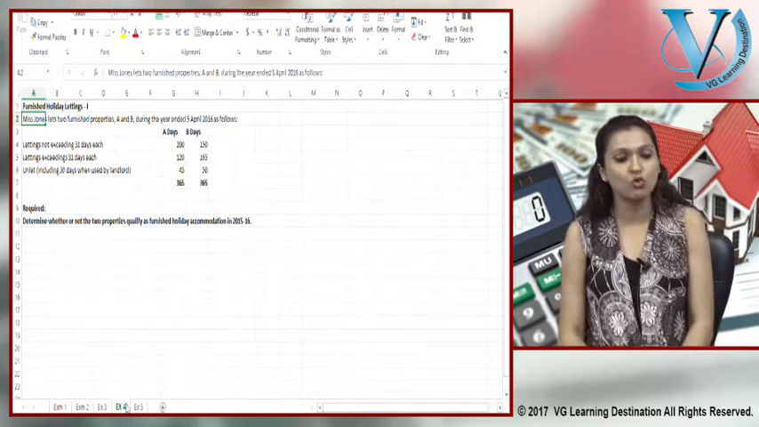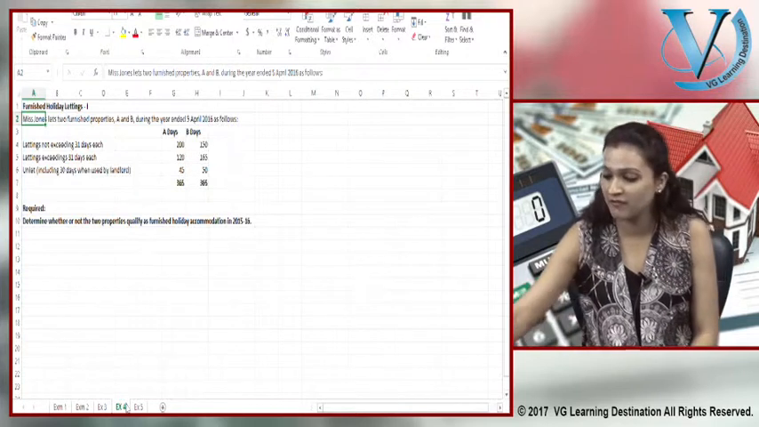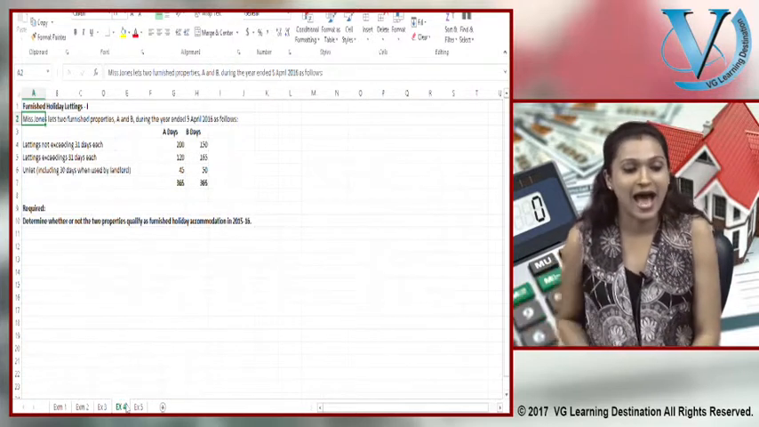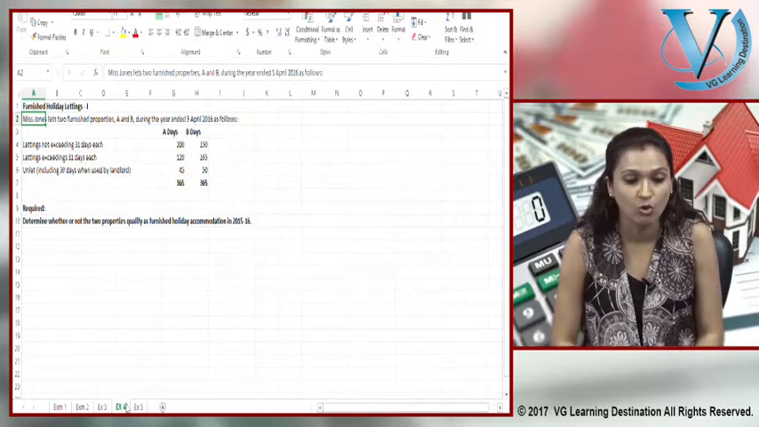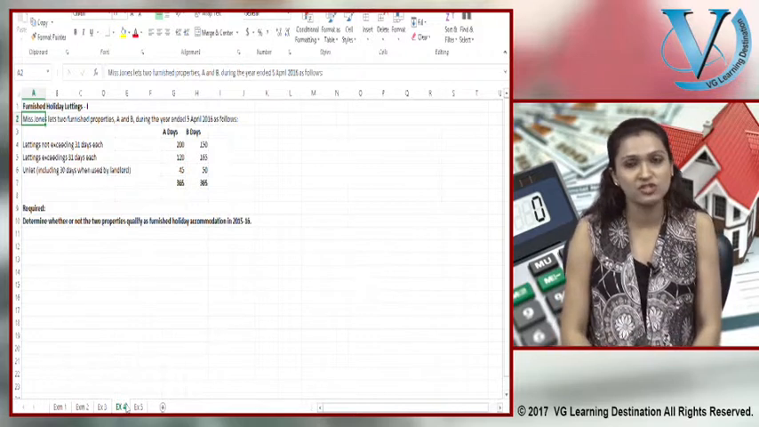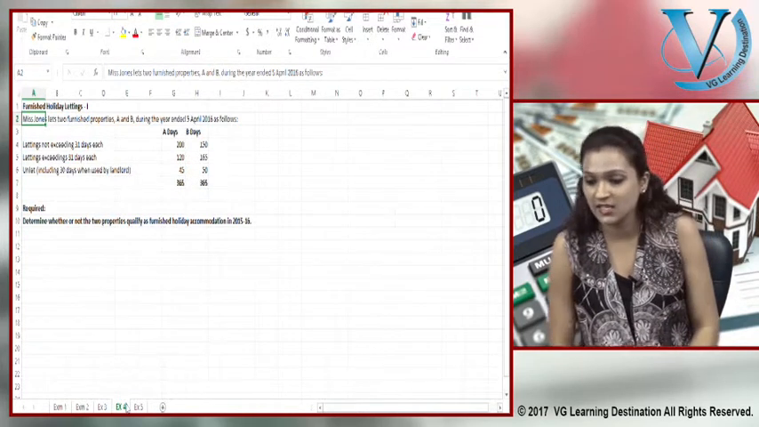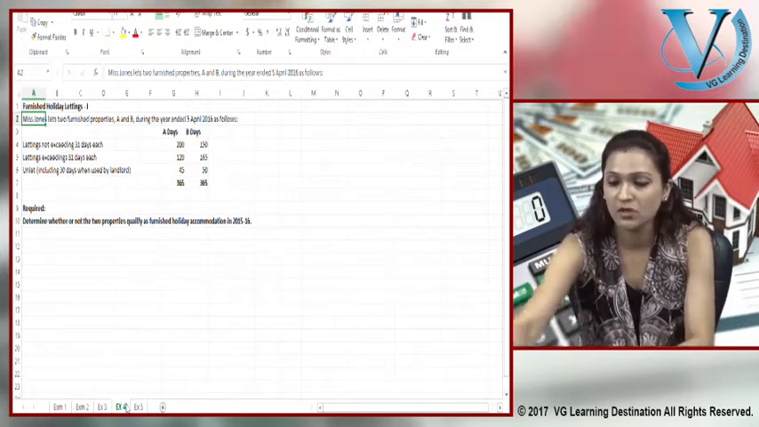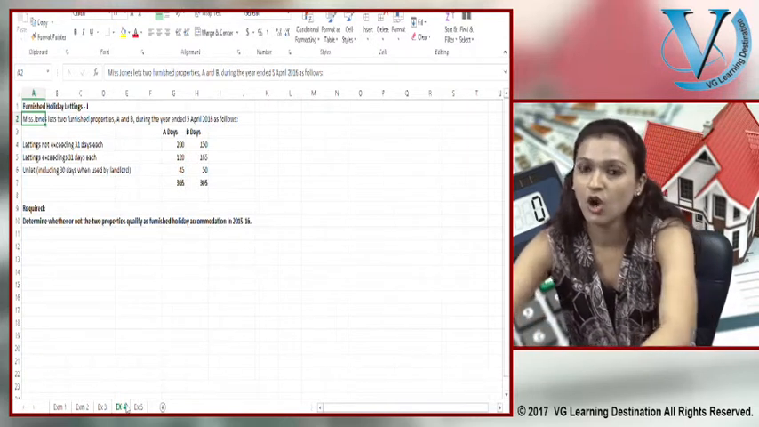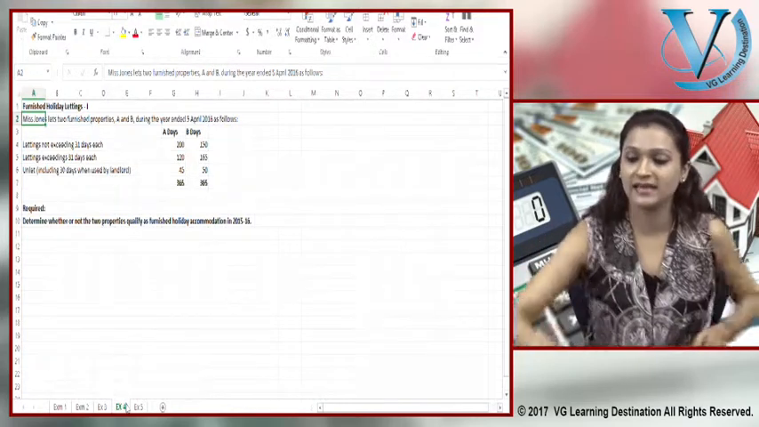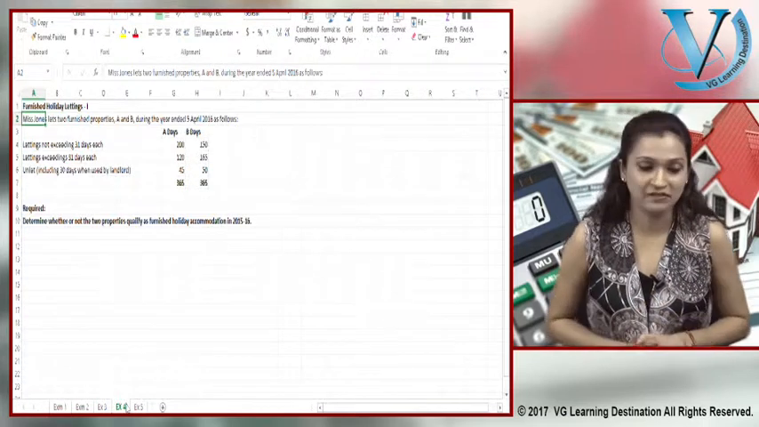Miss Jones lets out two furnished properties A and B during the year ended 5th of April 2016 as follows. So for property A and property B, we've been told the number of days. The first information that we have is the lettings not exceeding 31 days each. Let me just open the question here itself. So lettings not exceeding 31 days, so not longer term lettings. For property A, it is equal to 200 days. Property B, it is equal to 150 days.